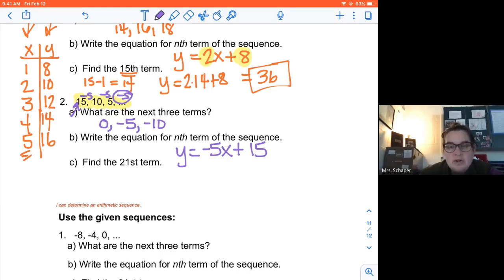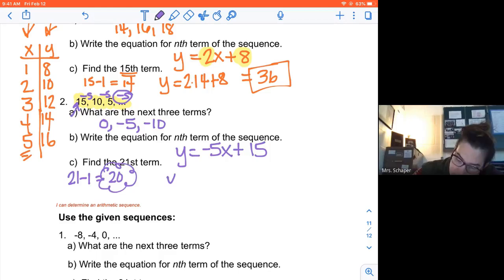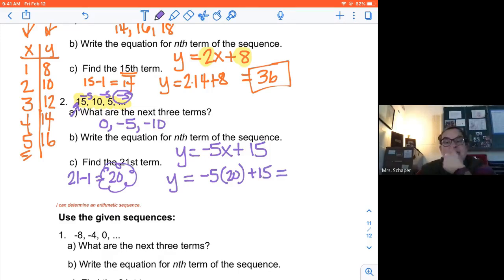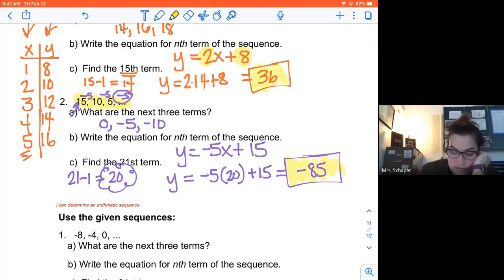To find the 21st term, I absolutely could list out 21 terms. Totally would work. It's a good backup strategy. Okay, or I can take 21 minus 1, which is 20, and I can put 20 in for x. So y equals negative 5 times 20 plus 15. So negative 5 times 20 is negative 100 plus 15 is negative 85. That's going to be my answer. Okay. Let's look at the next one.